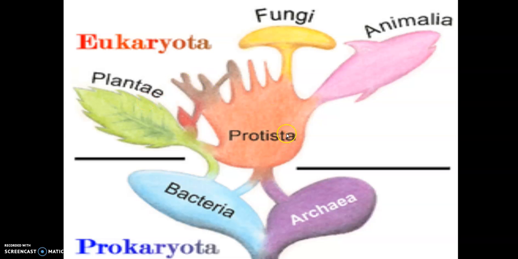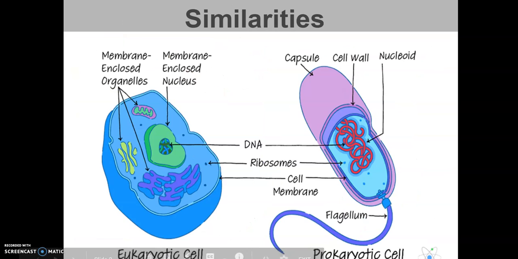That includes protista, which a lot of people don't know so much about, or think they don't know so much about, but that's like the amoebas, euglena. Then we have fungi, so we can see a mushroom there, plants, and animals. So all of these are eukaryotic cells.